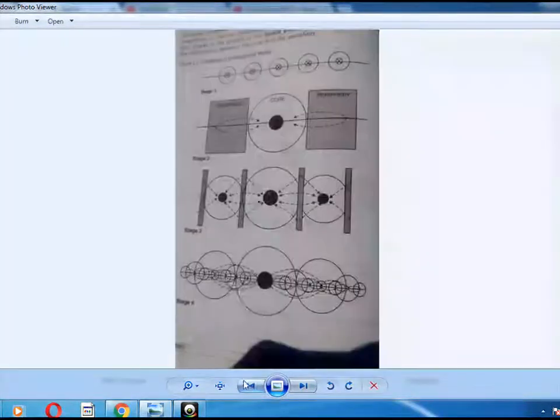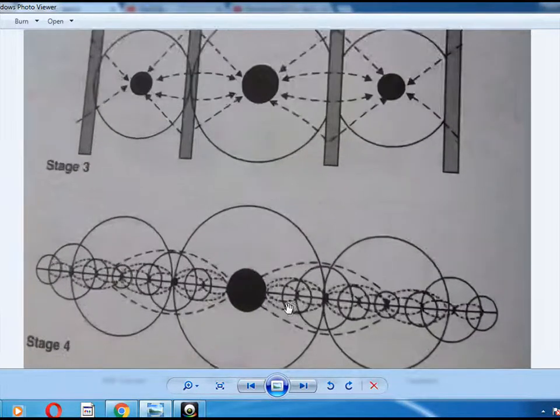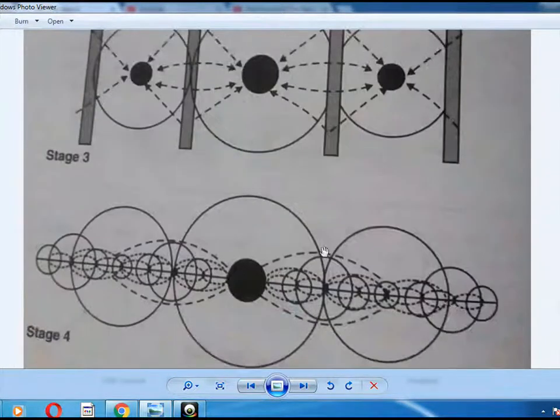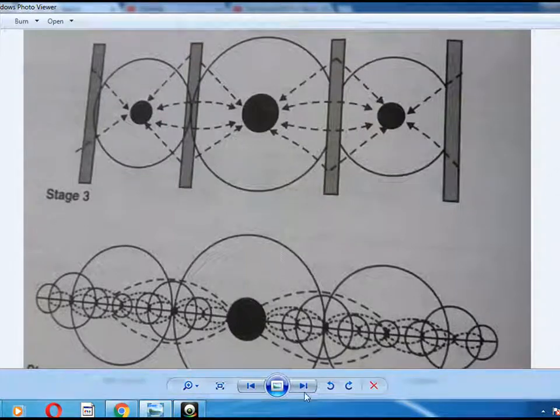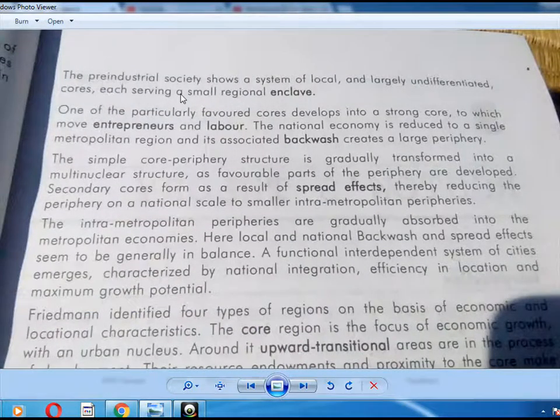This diagram is important because this region is very developed. Here you have all the developmental processes and all facilities are available. Service sector and industry are all formed here. The periphery people are attracted and come here for job opportunities and other things. So we understood it: in an industrial society, spread effects are important, entrepreneurs and labourers come here, and the backwash effect we know.